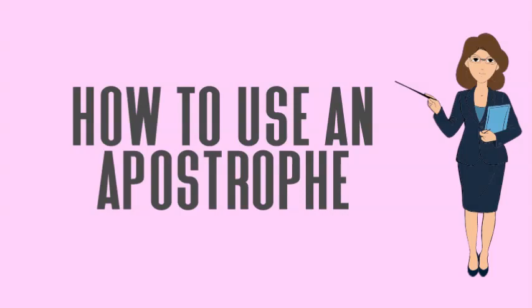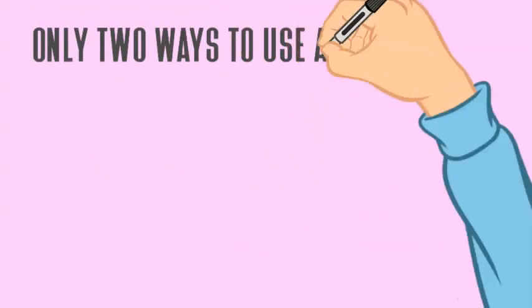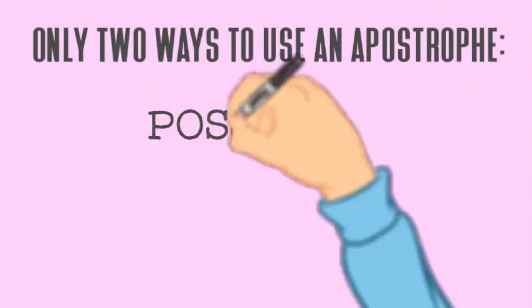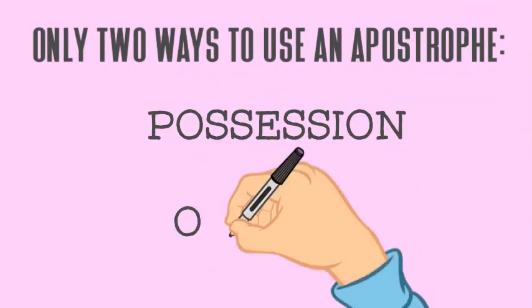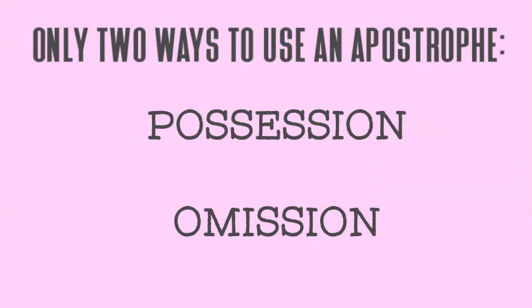It tells us something. Now, there are only two ways to use an apostrophe. One, to show that something belongs to someone, and we call this possession. Two, to show that you have shortened a word by removing some letters, and we call this omission. Omit means to leave something out.